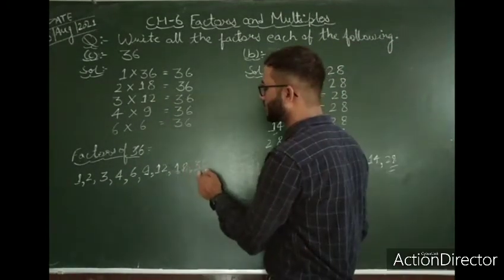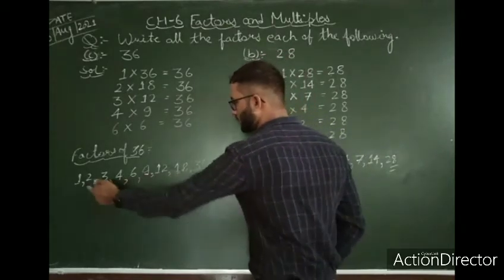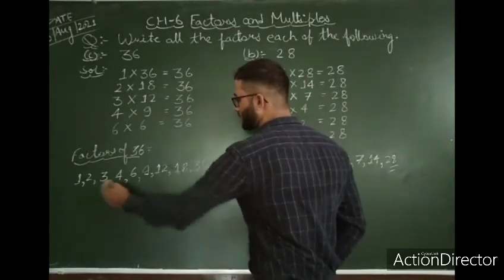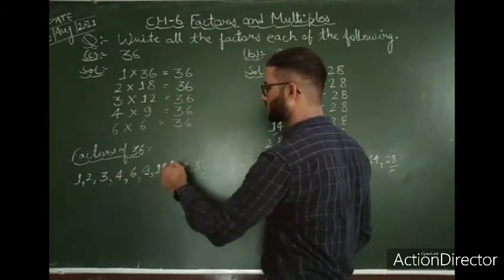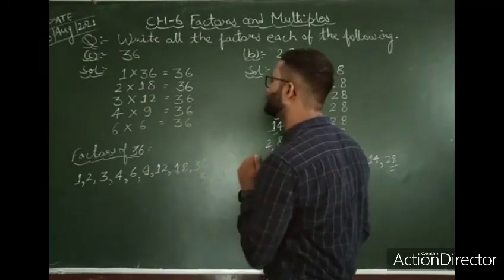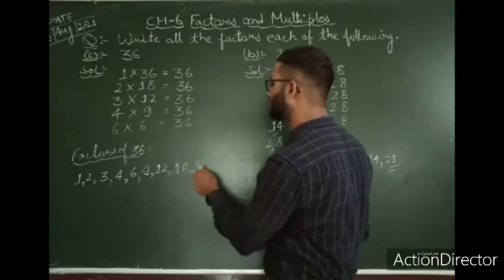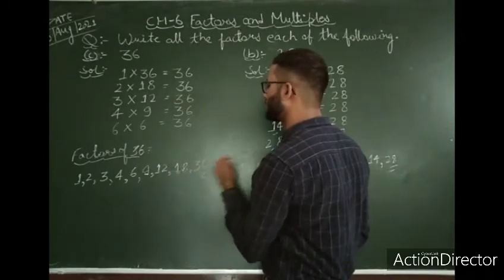All the factors are less than the given number, meaning these numbers 1, 2, 3, 4, 6, 9, 12 and 18 are less than 36, and also equal to 36. The factors of a given number are less than or equal to the number.